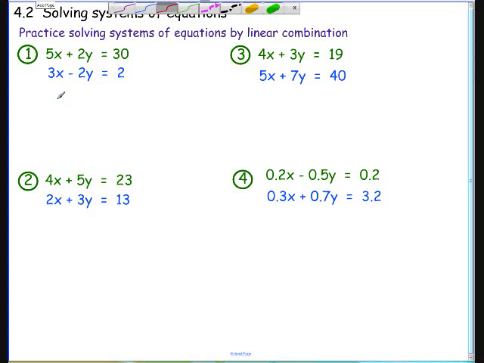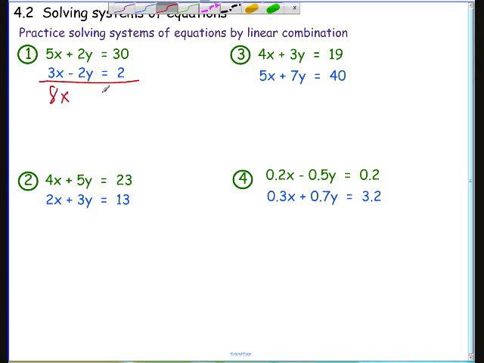Okay, let's practice that. All right, we already talked about what we do with this one, or I did talk about what I would do with this. Oh no, not this one. This is different. This one's already good, all ready to go. I didn't have to multiply by anything. So I'm just going to add these together.